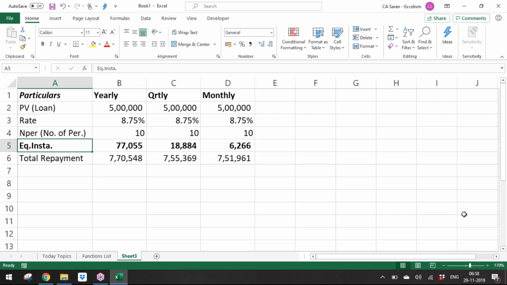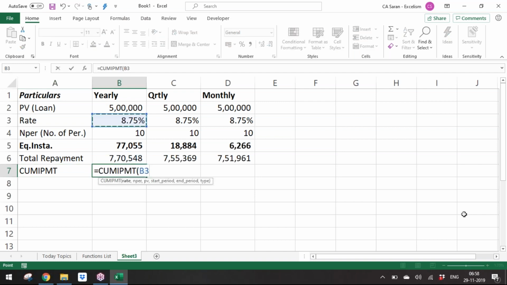Now, this is what we learned, right? Now I want to calculate the cumulative interest payment. So what is the function? CUMIPMT. What is the rate? This is the rate, comma, just follow the syntax. What is the NPER? Number of periods, comma. What is the present value? My present value is this, comma. What is the starting period? Let us assume my starting period is 1. What is the ending period? My end period is 10.